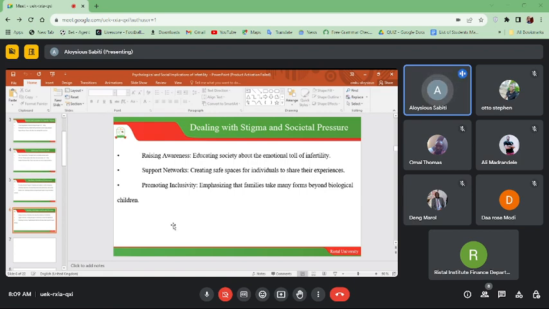Two, we need to support networks. Three, we need to promote inclusivity. So you need to educate society about the emotional toll of infertility. Just the same way we approached the stigma against HIV and AIDS, the same way we approached stigma against individuals who had COVID-19, is the same way we should be able to raise awareness on infertility.